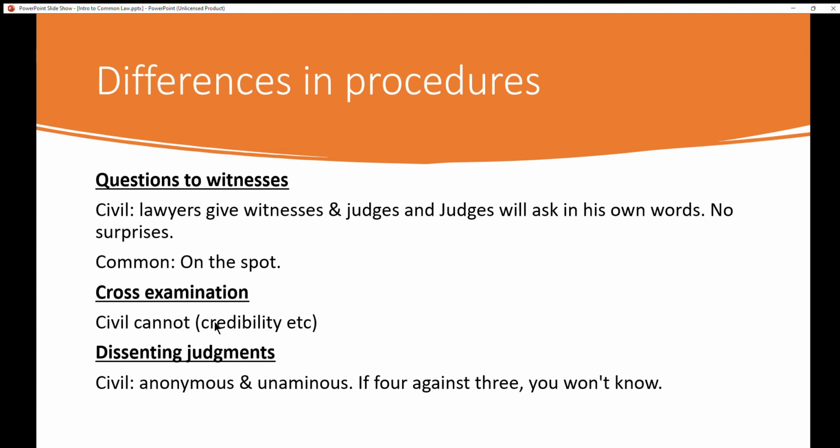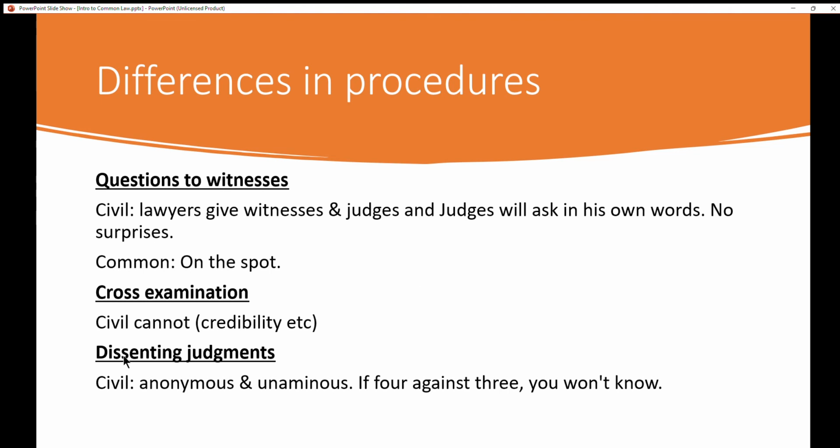For example, if the person is not credible, you won't be able to convince anybody, right? Whereas in common law, you can cross examine. One guy gives a witness, then the other party can cross examine the witness to see what he is telling, whether it is true or not. And then we have dissenting judgments. In civil law, it's anonymous, so you don't know what the judges decided, and it's unanimous. Even though 2 out of 3 judges disagree, everybody will come out with just one judgment, and it's not a very long one.